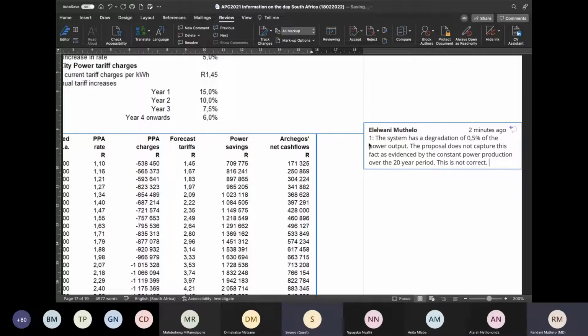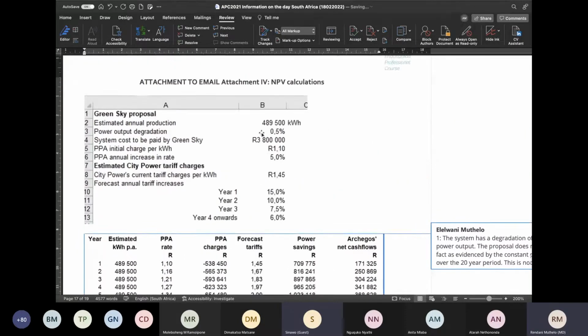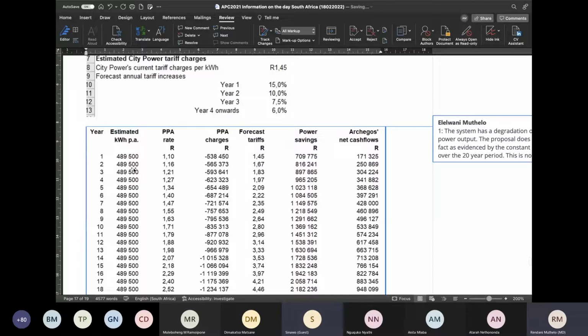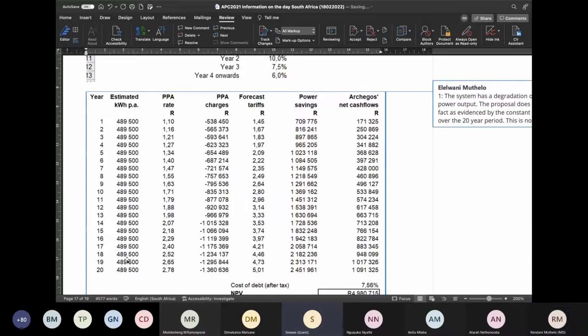So feedback number one is just to tell the examiner that you told me that there is a power output degradation of 0.5, but I'm not seeing that because the power output is constant. Does that make sense? Yes.